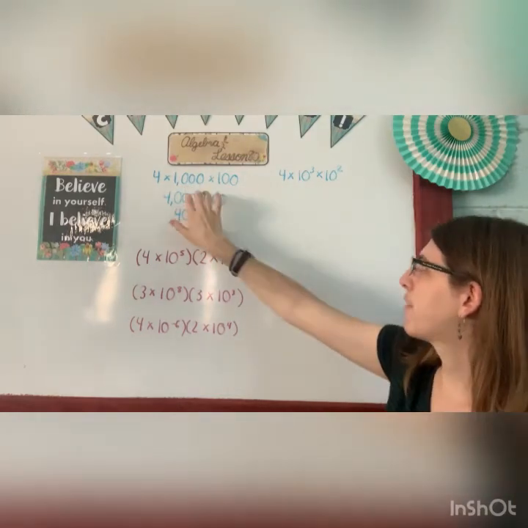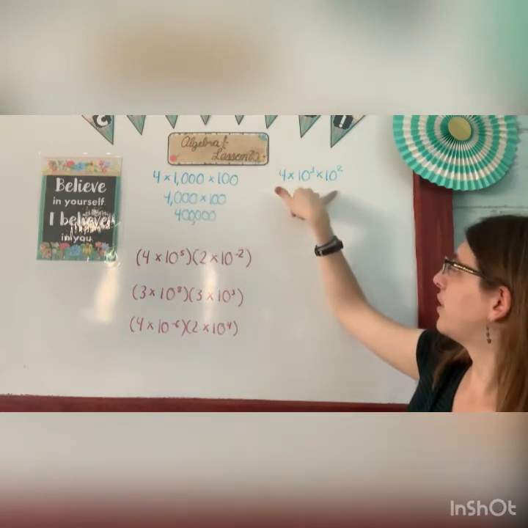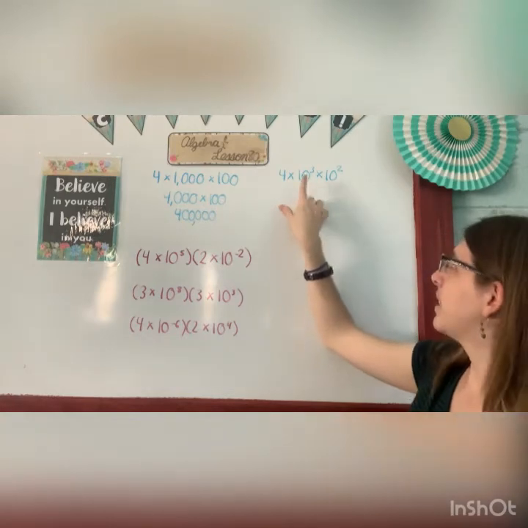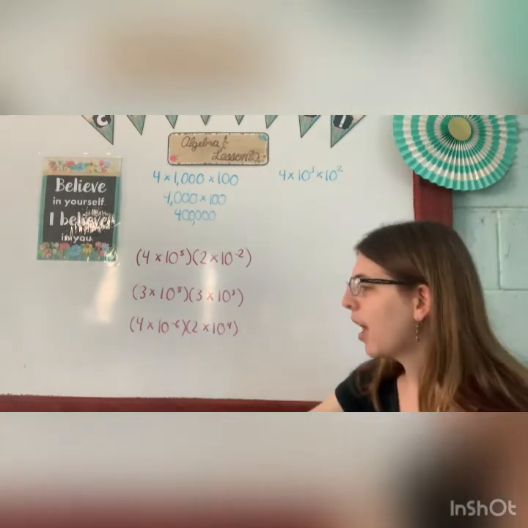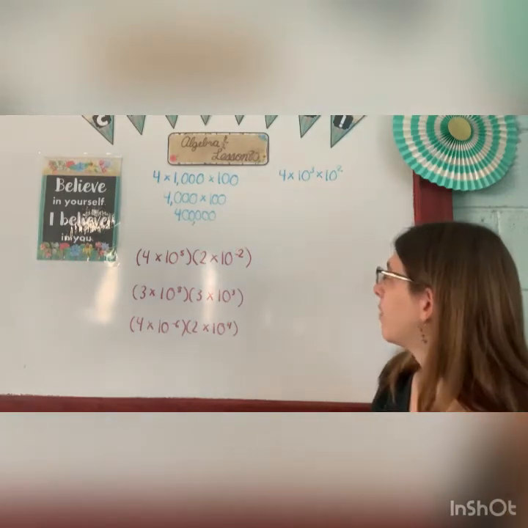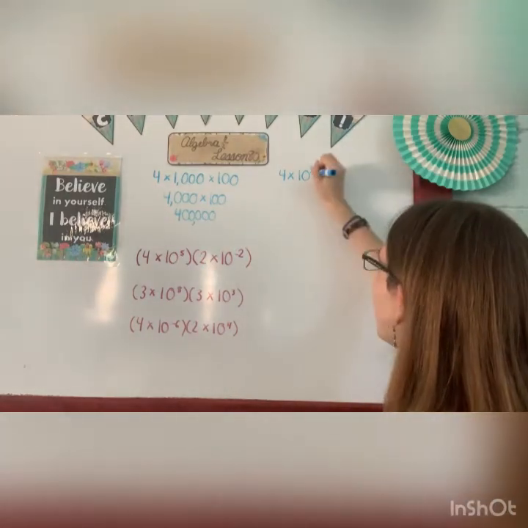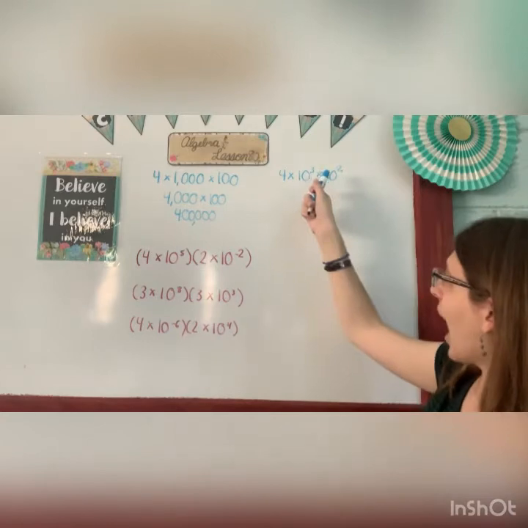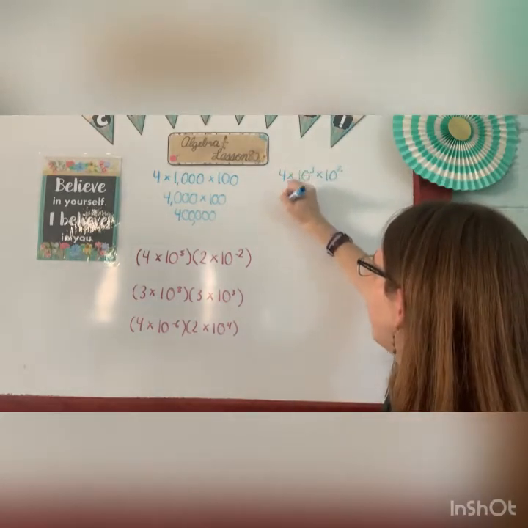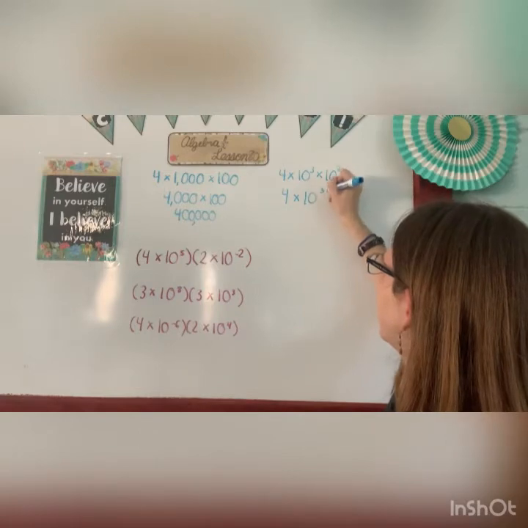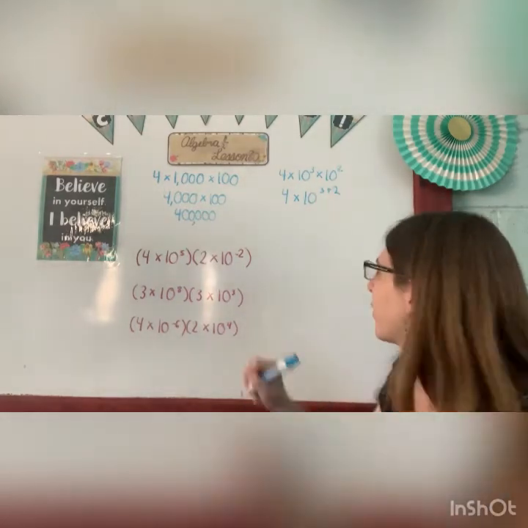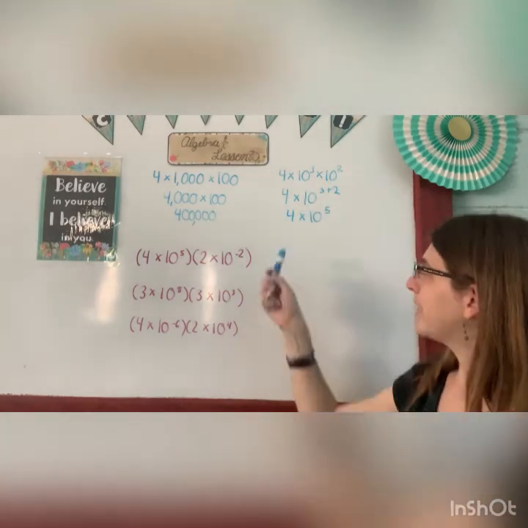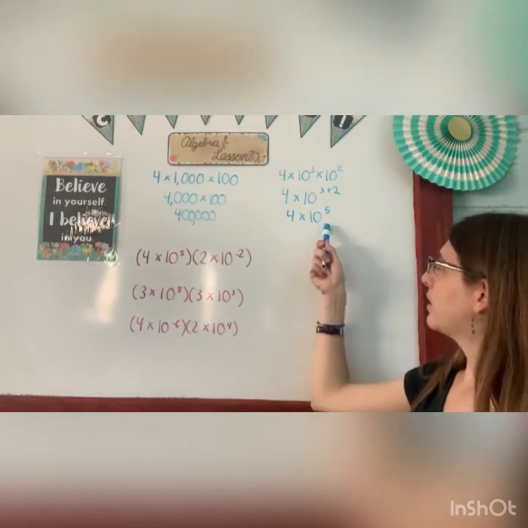If I were to instead write this as scientific notation, I know that 1,000 would be 10 to the third because I have 3 tens, and then 100 is 10 to the second power, so I have 2 tens. I can combine these 10 to the third and 10 to the second because I have a rule: when I multiply two numbers that have the same base, 10 being the base, I can add the exponents. So this is really 4 times 10 to the 3 plus 2, which equals 4 times 10 to the 5th power, which we can see here because 10 to the 5th power is 5 zeros.